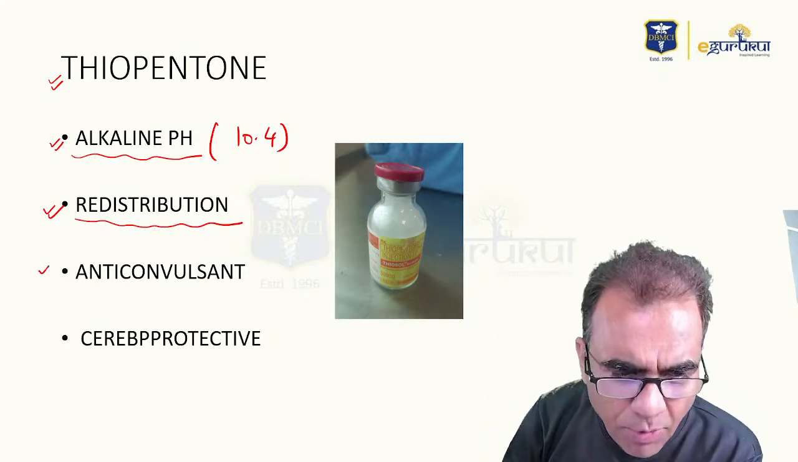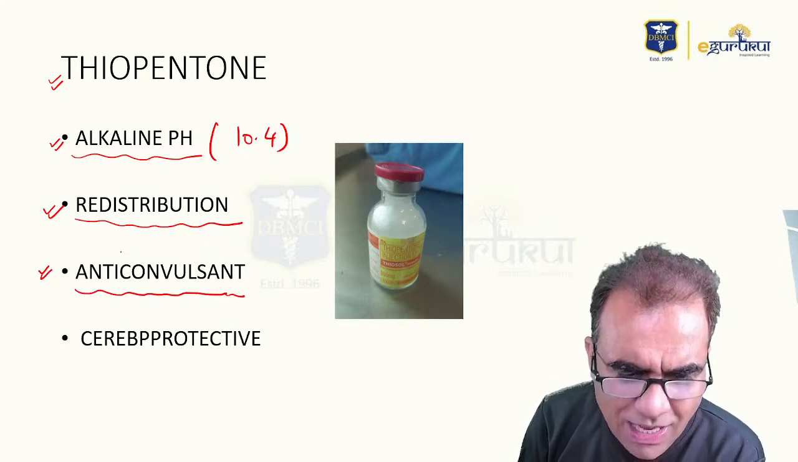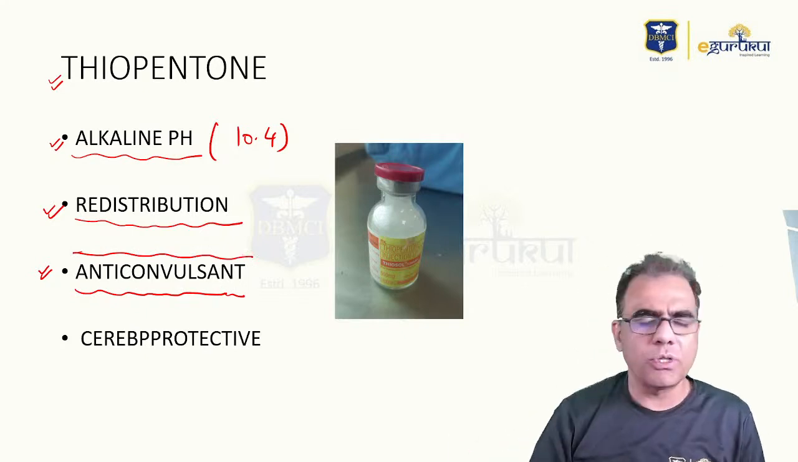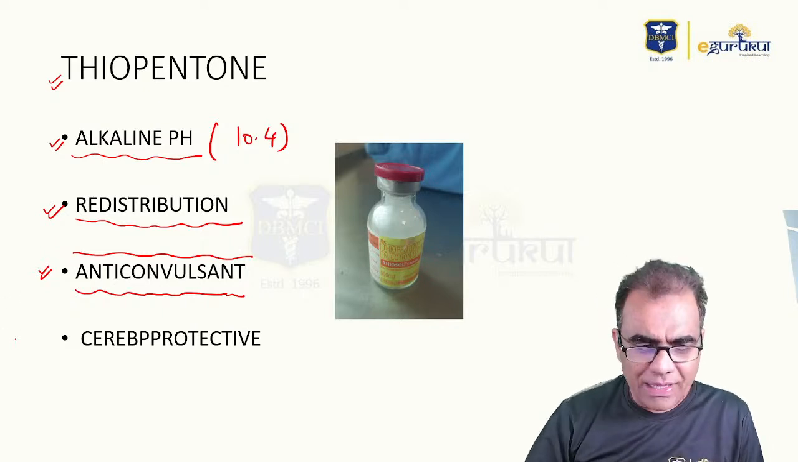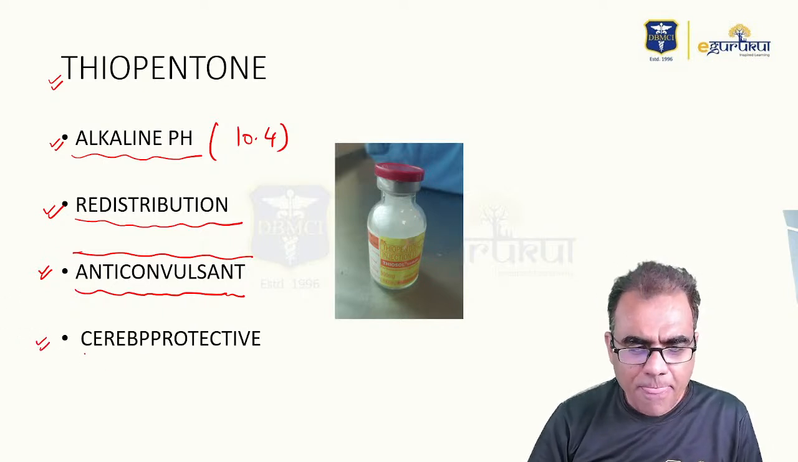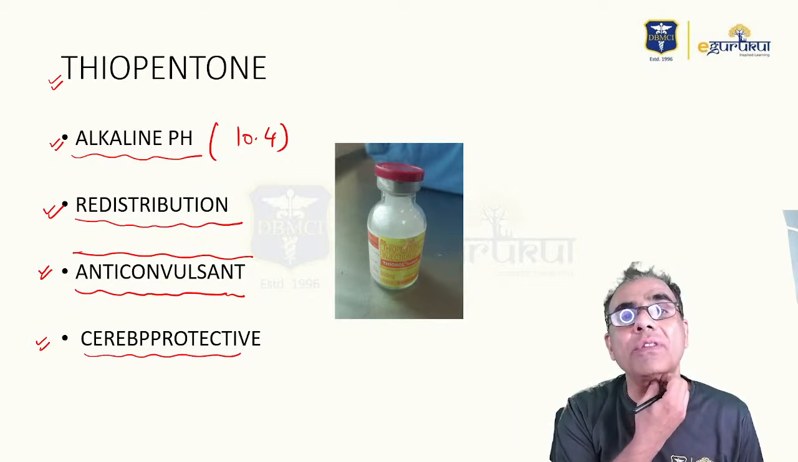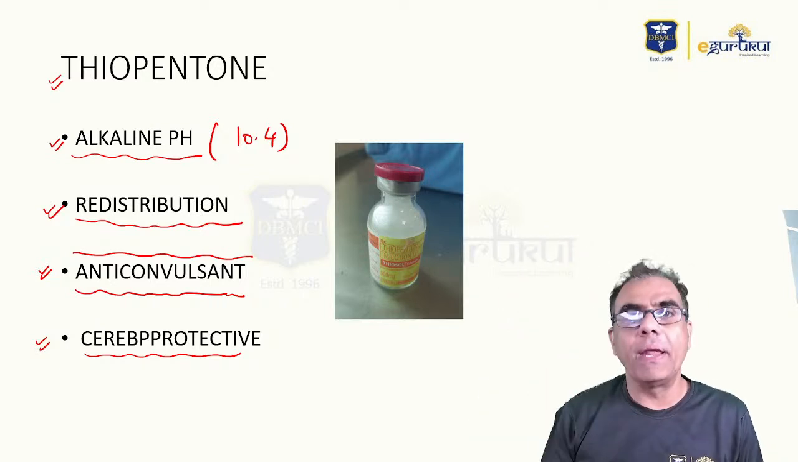Then another important property of thiopentone that you must have read in your pharmacology is that it is the anticonvulsant of last choice. If epilepsy is not controlled by any drug, it is finally controlled with thiopentone. Then it is cerebroprotective. Why? Because it decreases the metabolic rate of the brain. So decreased metabolic rate means it can protect the brain.